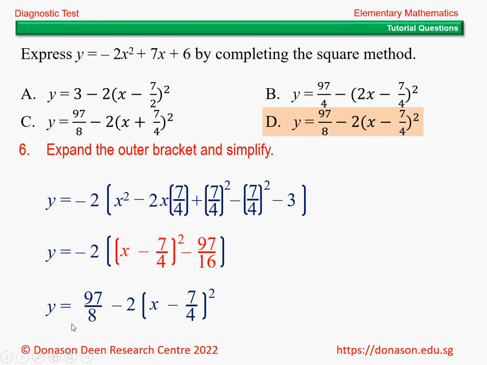So therefore this is what that expression minus 2x squared plus 7x plus 6 becomes after you have performed the completing the square. Therefore option D is the right answer.